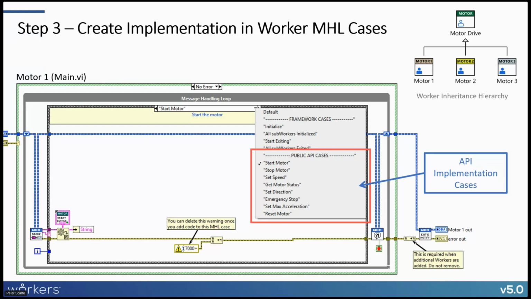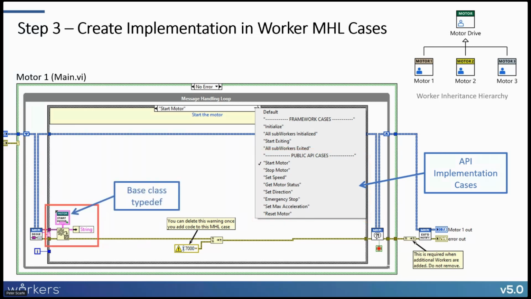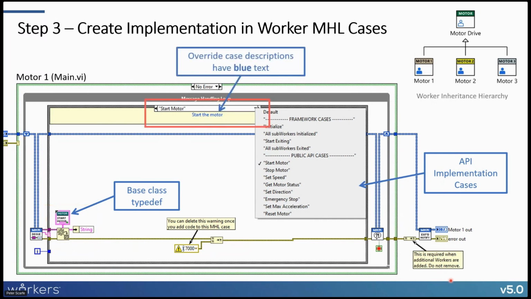There are two ways to know that this message handling loop case will implement code from a base class API. Firstly, the data type in the message received by this case is a type def that's owned by the base class, and you can see this from the icon header. It says Motor and not Motor 1. Secondly, the description for this case is written in blue text, meaning that the description for this case is owned by the base class and not by this worker.